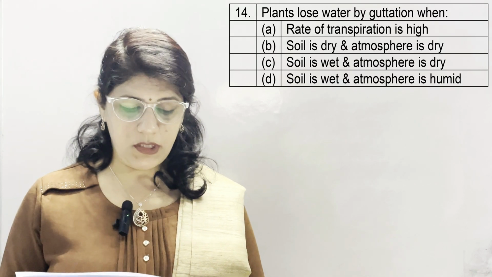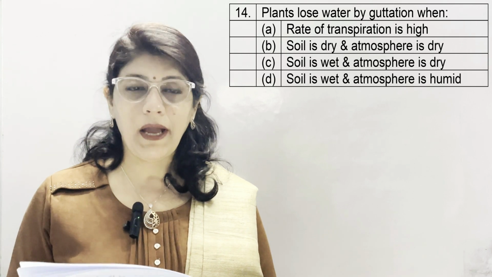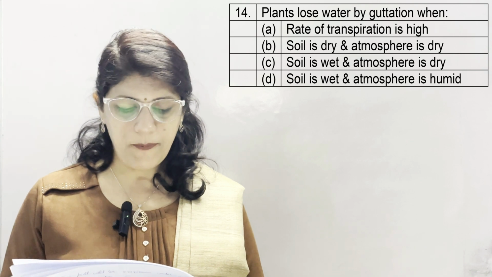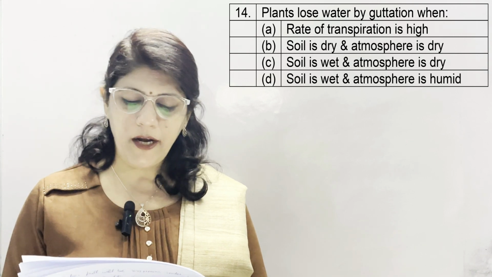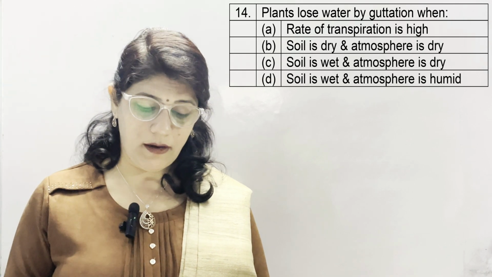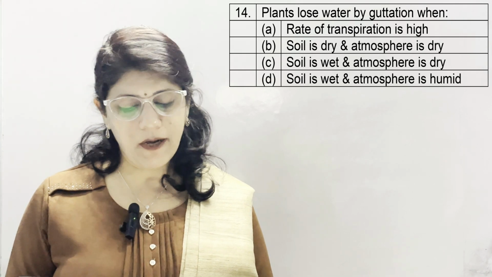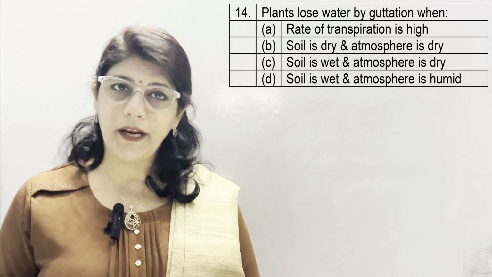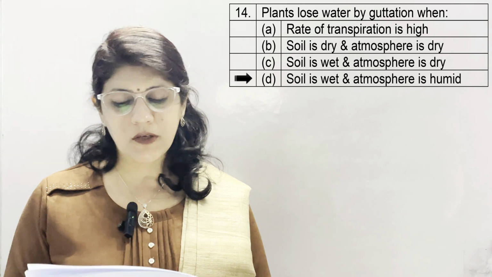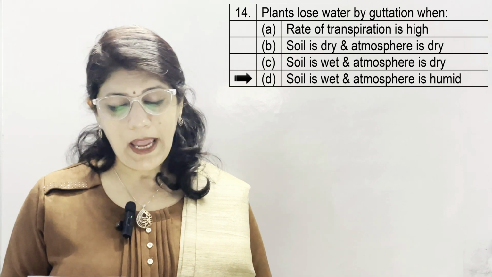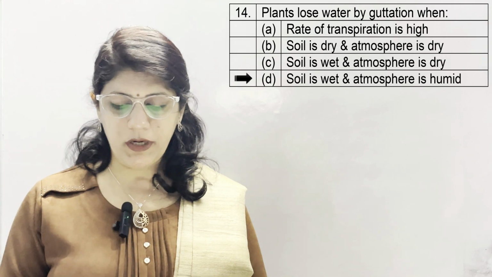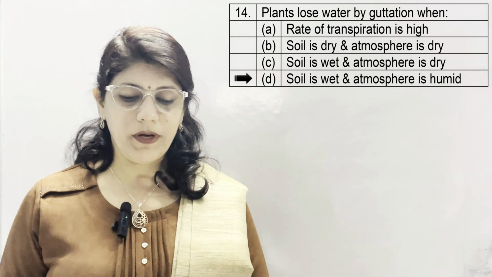In question number 14, plants lose water by guttation when A option is rate of transpiration is high, B soil is dry and atmosphere is dry, C soil is wet and atmosphere is dry, D soil is wet and atmosphere is humid. And the correct option is D, in which soil is wet and atmosphere is humid. In early morning and at night, mostly in herbaceous plants growing in high humid conditions, guttation is witnessed.